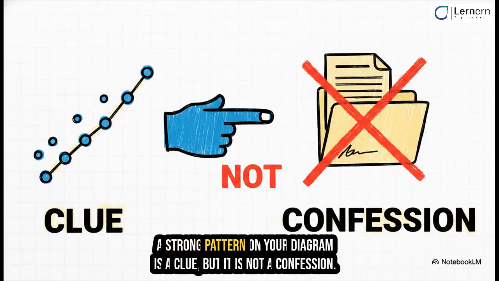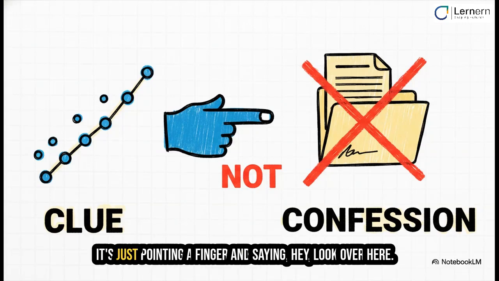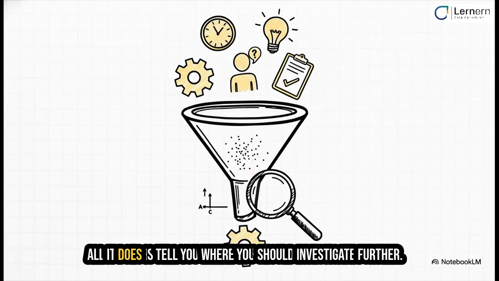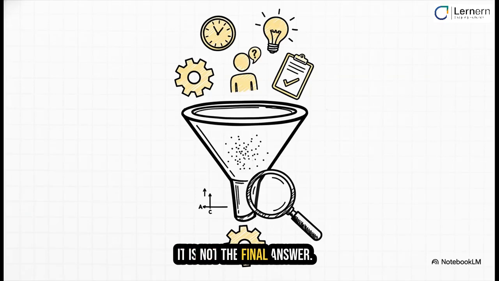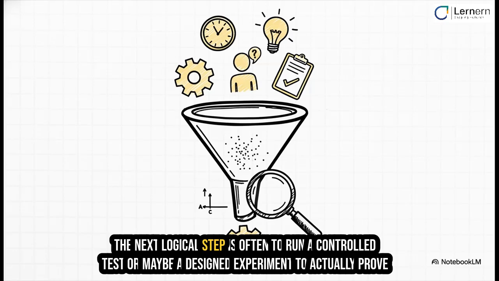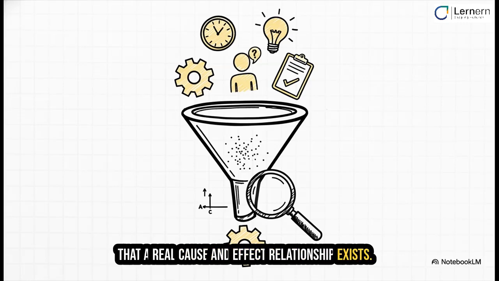A strong pattern on your diagram is a clue, but it is not a confession. It's just pointing a finger and saying, hey, look over here, something interesting is going on. All it does is tell you where you should investigate further. It is not the final answer. It helps you narrow down your list of suspects, but you still have to go out and gather more evidence. The next logical step is often to run a controlled test or maybe a designed experiment to actually prove that a real cause and effect relationship exists.